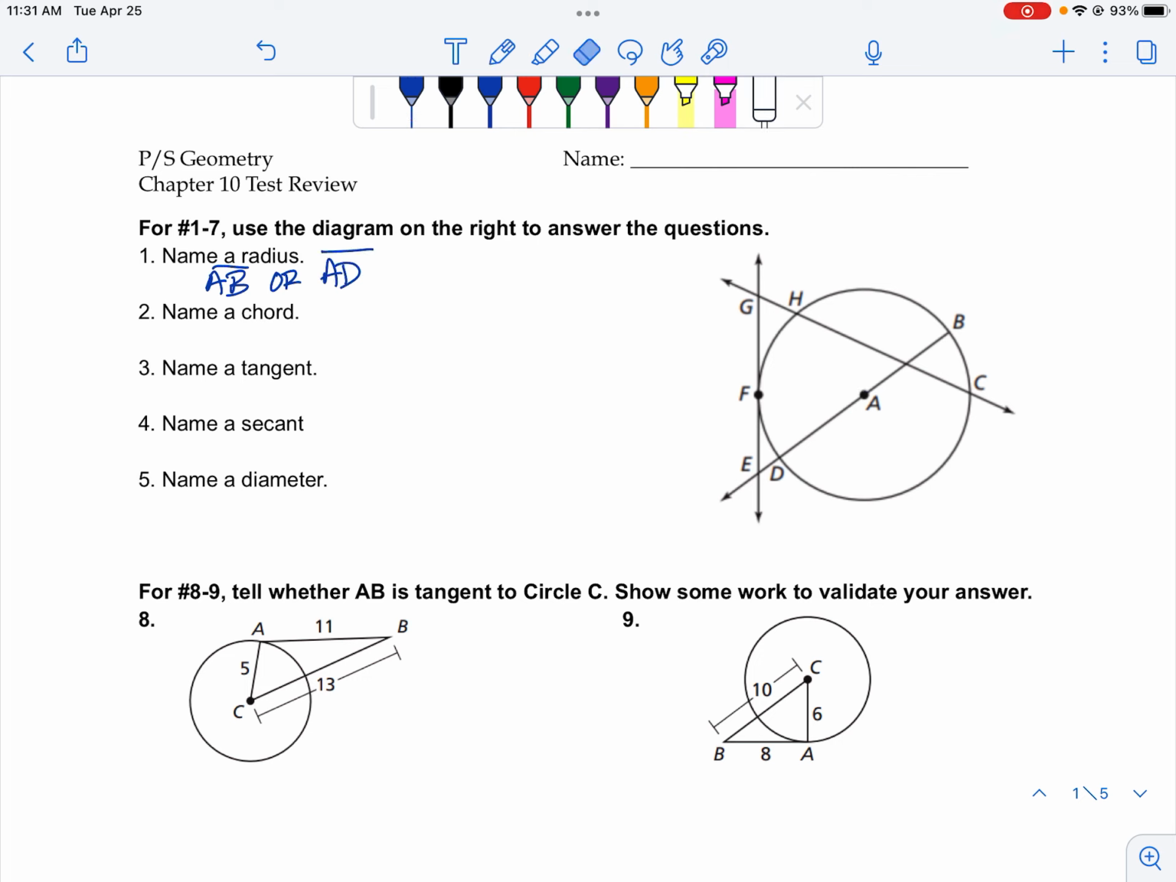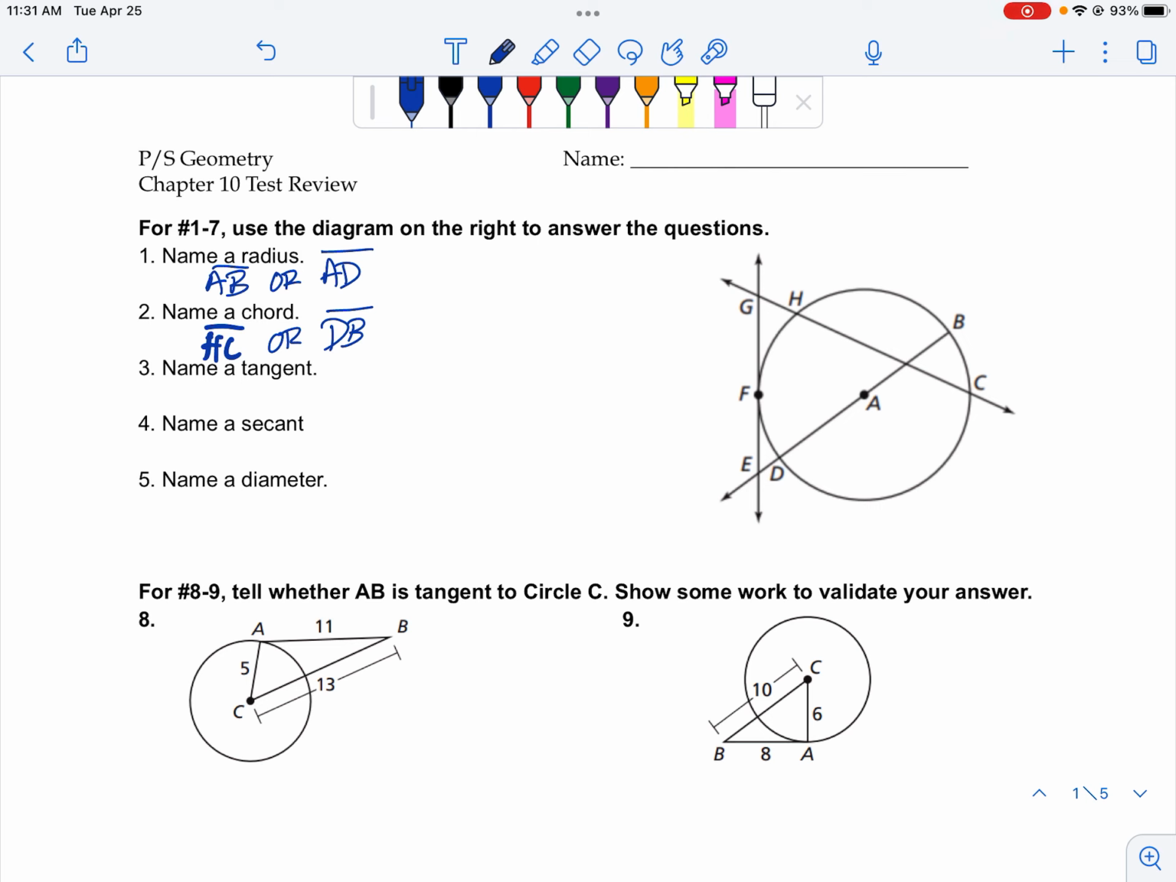Okay. Chord. A chord, remember there's two possible answers for the chord in this case. Remember, a chord just connects 2 points of the circle. It is a segment. So I could say HC, or I could say technically DB is also a chord. DB is a special type of chord, which we'll talk about in a little bit.